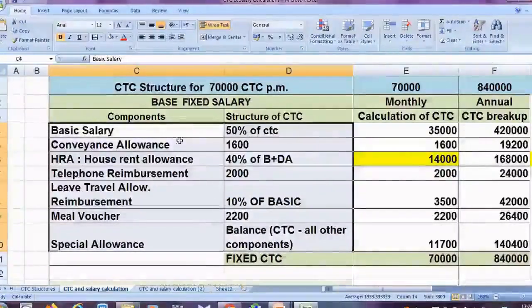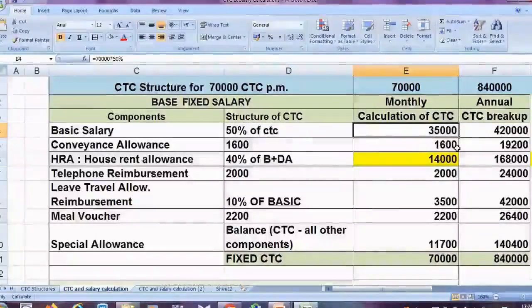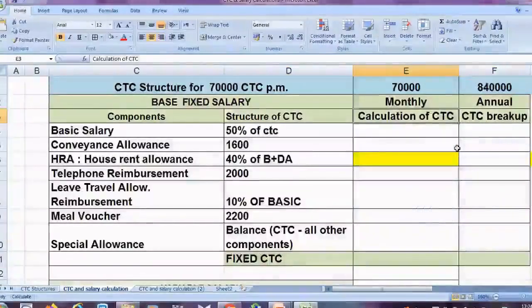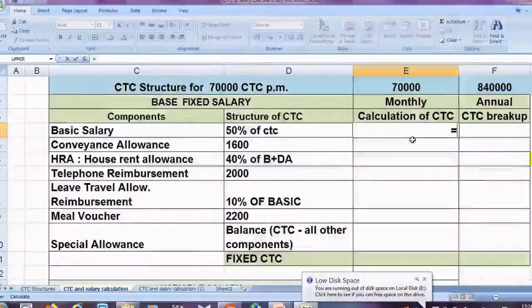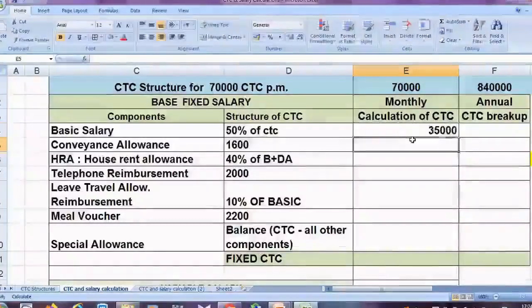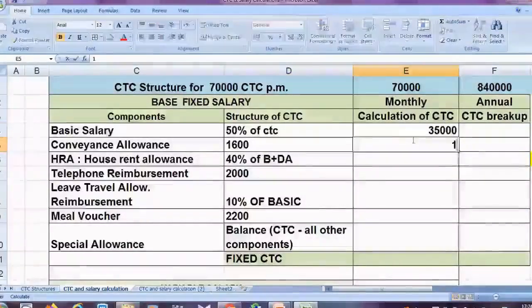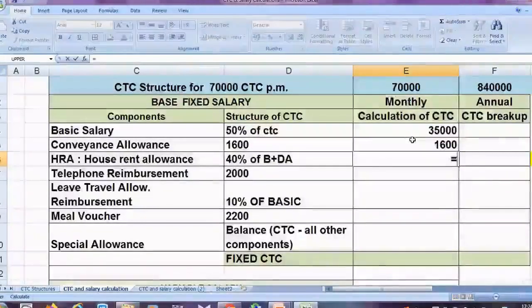So starting with basic salary, which is 50% of CTC. How do we calculate this? Let us do it practically and understand here. We'll put the formula as is equal to 70,000 into 50%. Conveyance, the amount is fixed as 1,600. For HRA, it is 40% of basic and DA. So we will select the basic cell, which is E4 into 40%.